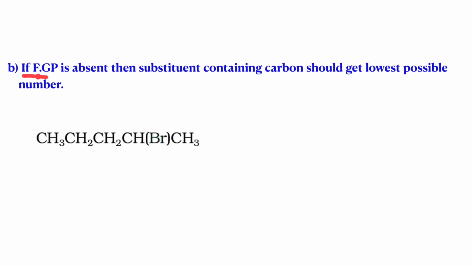Next one is, if a functional group is absent, then the priority should be given to the substituent. So the substituent carbon should receive the least possible number, but at the same time, numbering should be started from the terminal. So here, this is the carbon chain. If you see, 1, 2, 3, 4, 5, 5 carbons for the sake of convenience. So let me write like this. This is the bond line notation, and here we have bromine. And the longest possible chain, so this will be the longest possible chain.